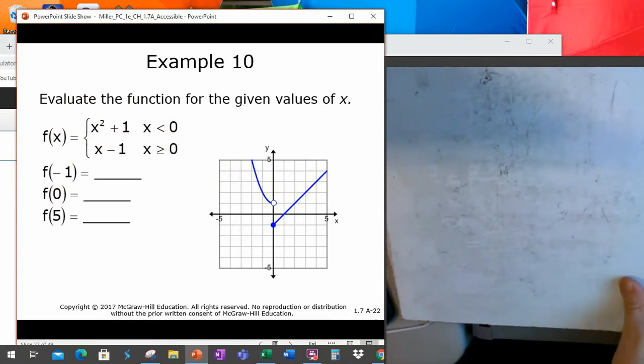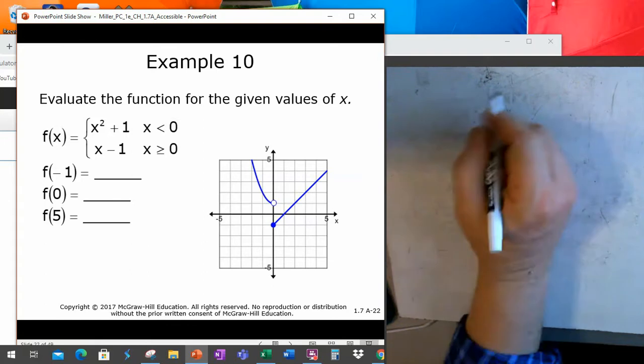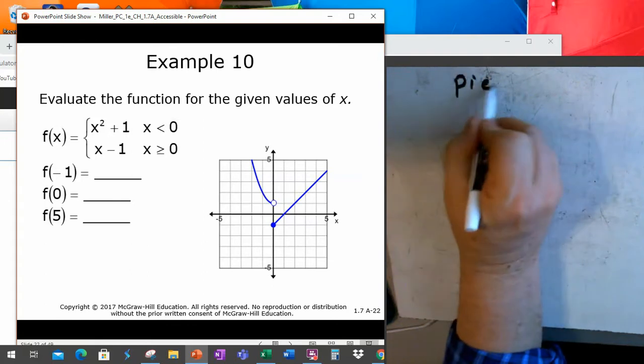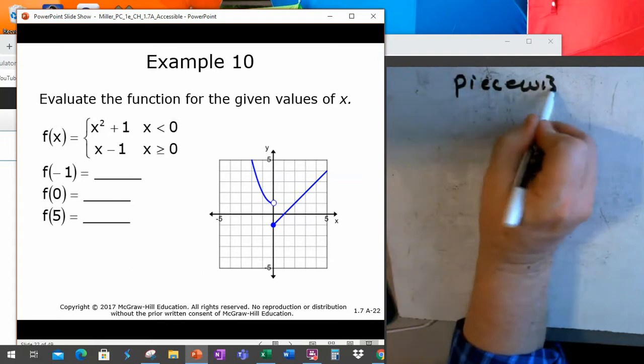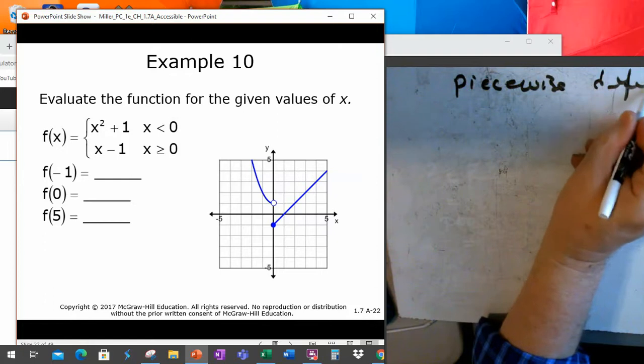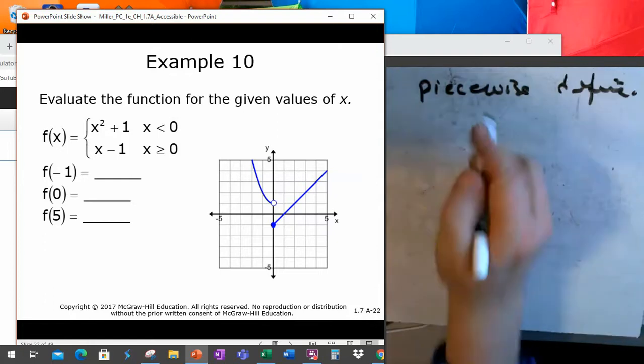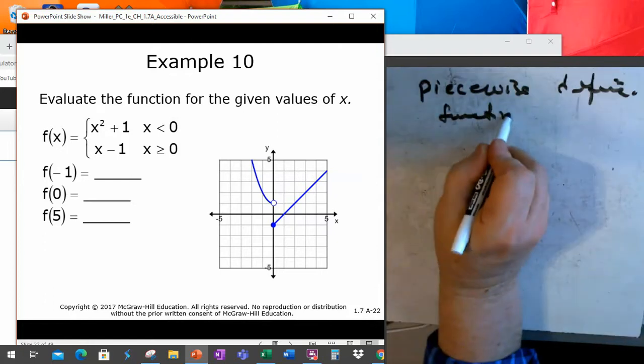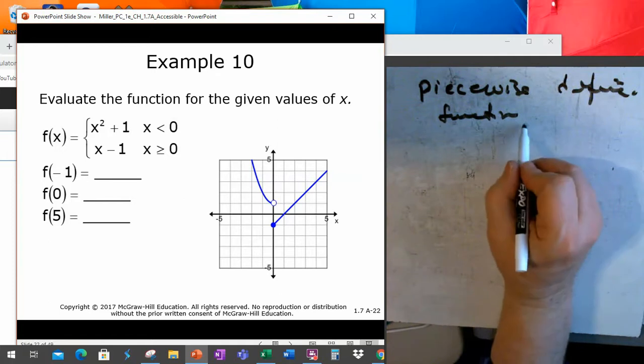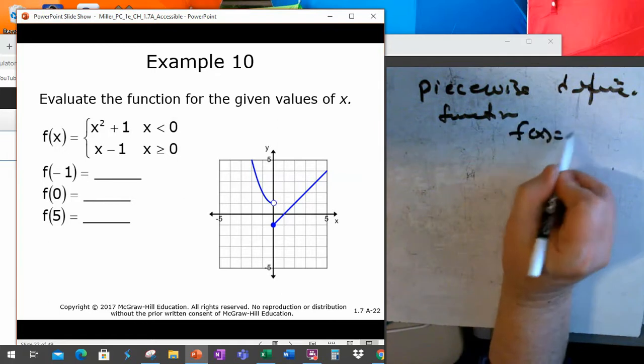Okay, what is this thing telling us to start with? So I've got this, a piecewise defined function. And all piecewise defined functions look something like this.